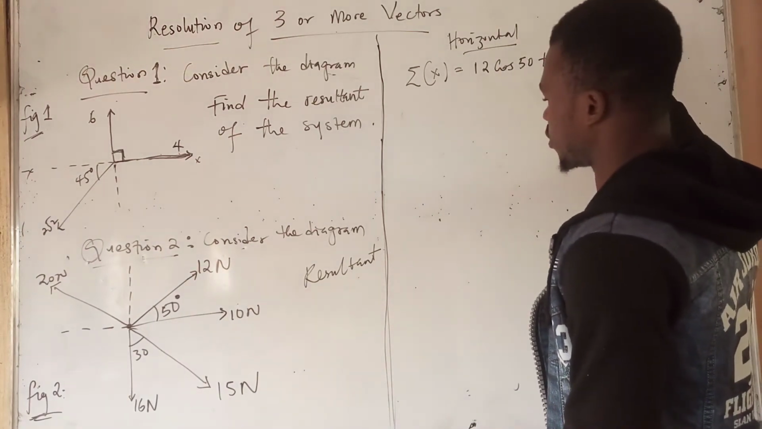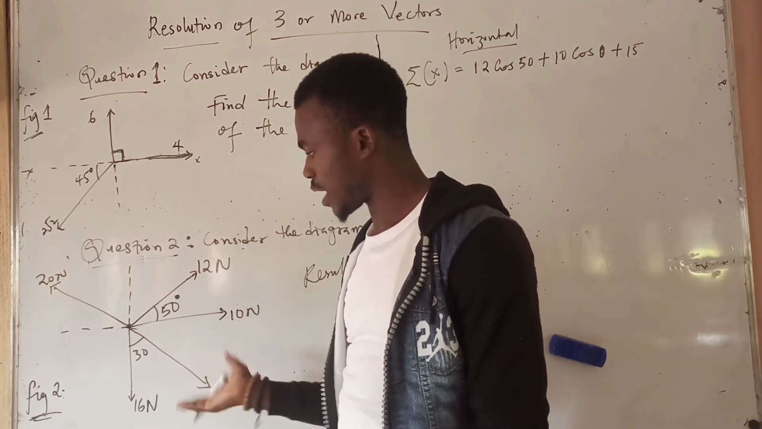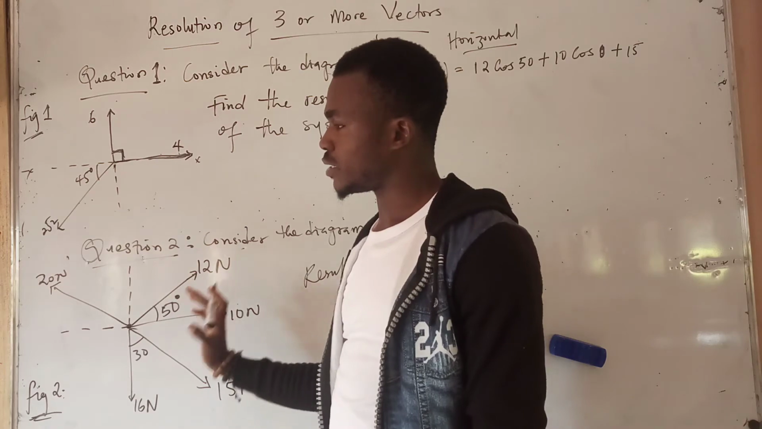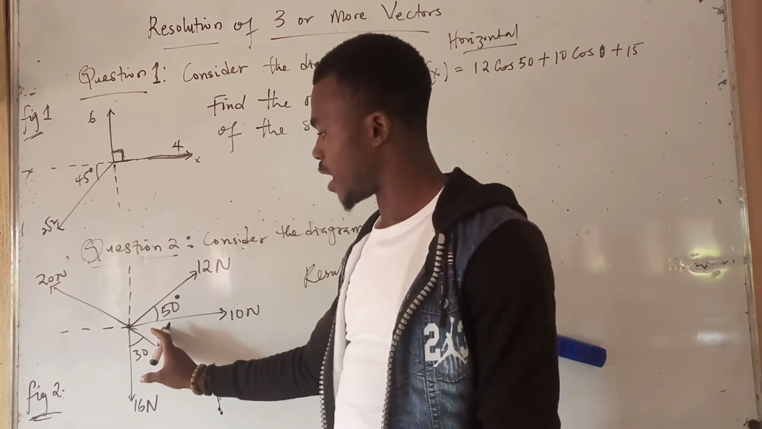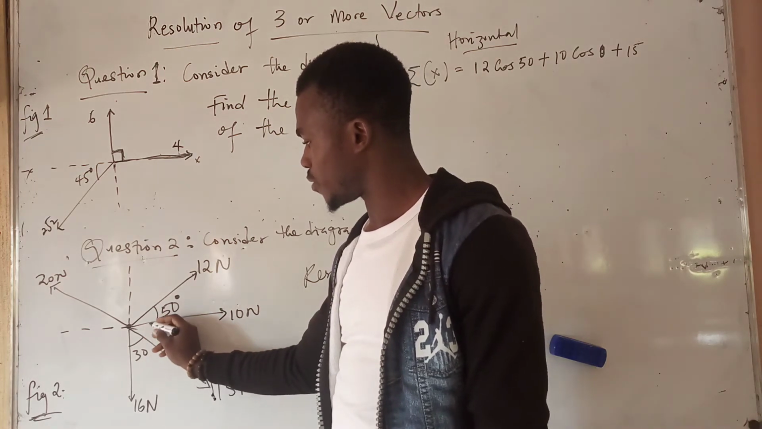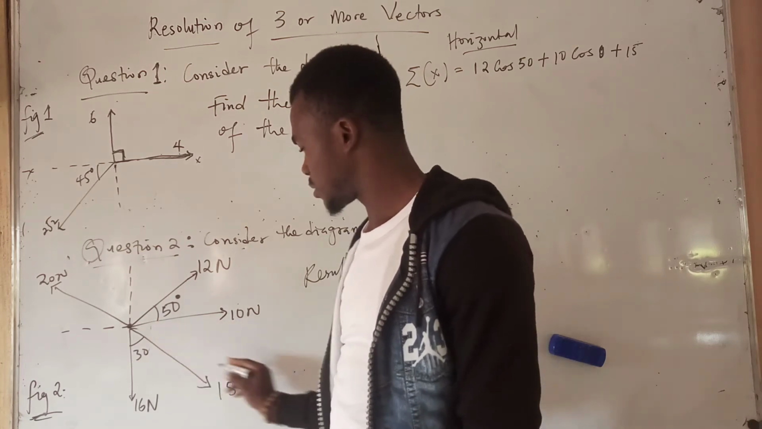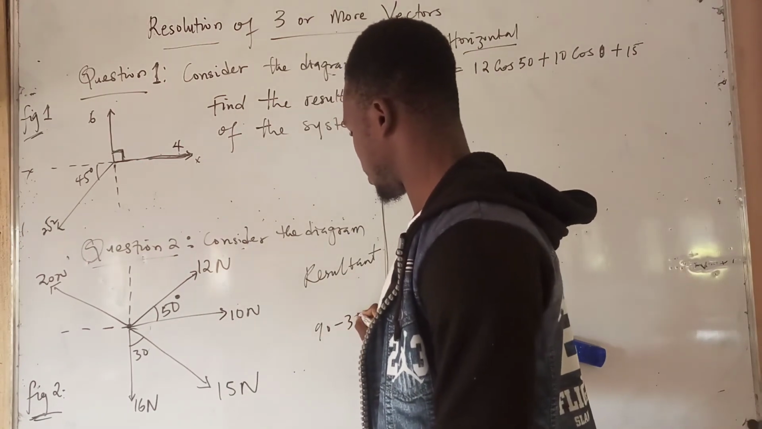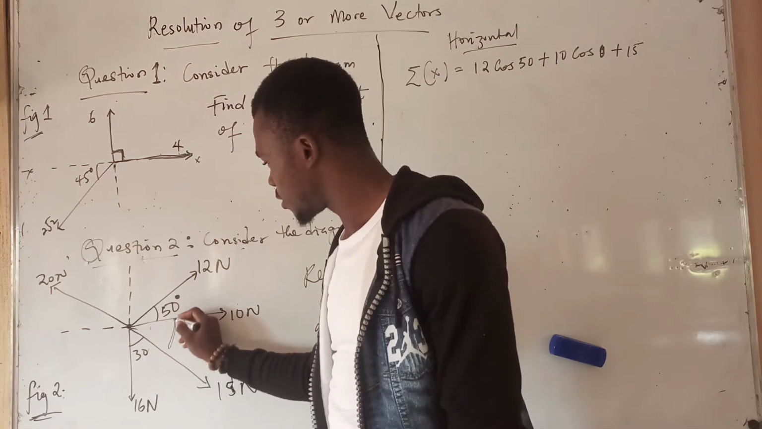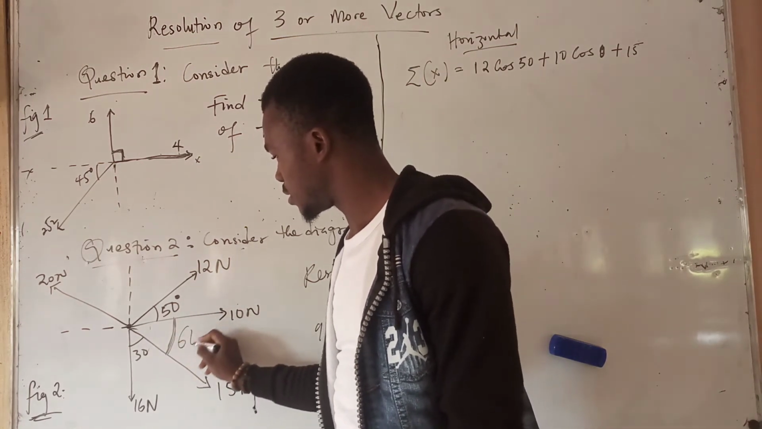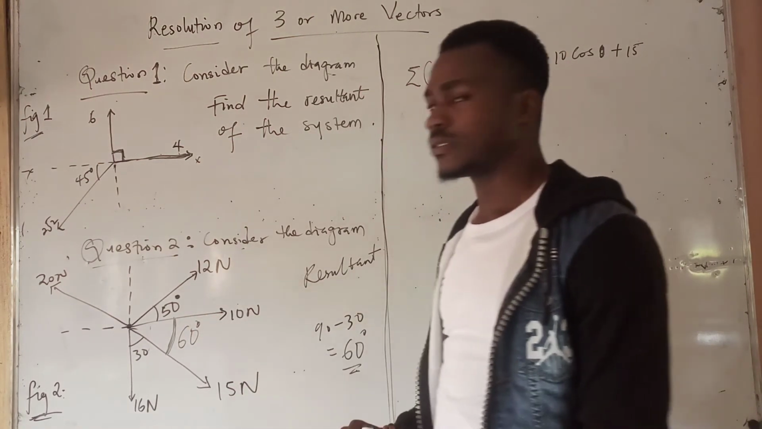So the plus 15, and the angle it makes with the horizontal is not directly given in the diagram. But we know that the angle from this point here to this point is 90. So if we subtract 90 minus 30, that gives us 60 degrees. So the angle here is 60 degrees.